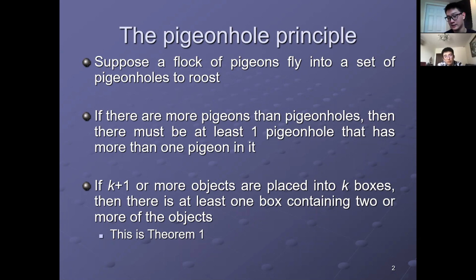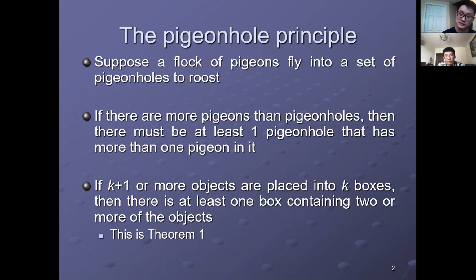Now, if you have more pigeons than pigeonholes, say 9 pigeons but only 8 pigeonholes, what would this mean? Well, this means at least one pigeonhole will have more than one pigeon in it, because there's no way to arrange it so that every pigeonhole has less than two pigeons. Say you have one pigeon each for the first 7 holes; for the last hole you must have 2 pigeons in it, otherwise it doesn't add up to 9.